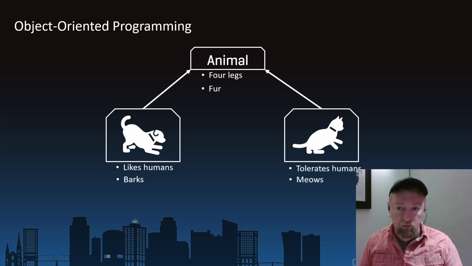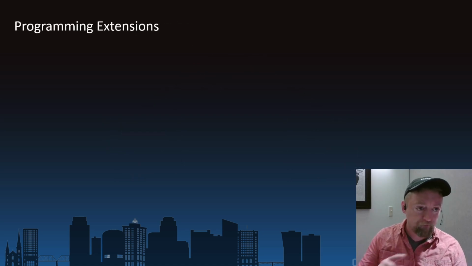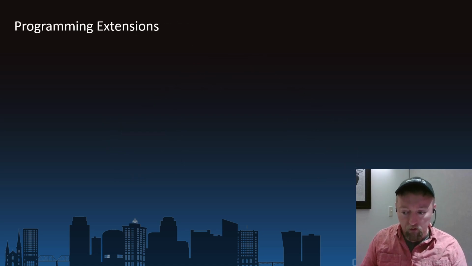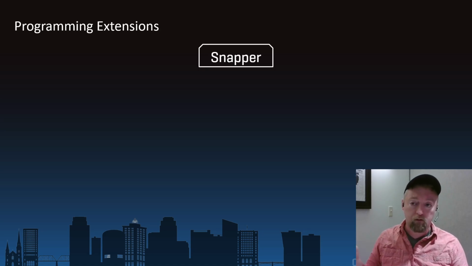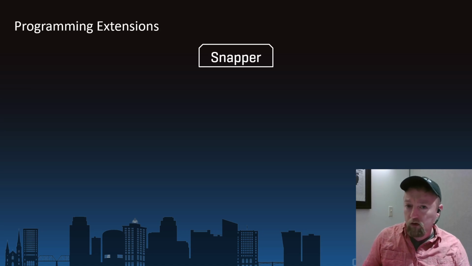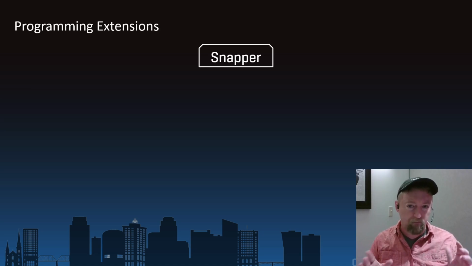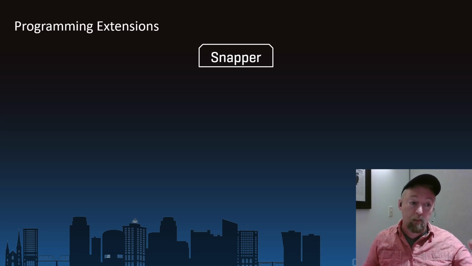So let's get a bit more specific to programming extensions. In the code that all developers have access to when they're programming, there is this object called a snapper. Think of it kind of like animal in that it's not specific. It's just sort of a rough description. It's not actually a full thing, it's not finished yet, but it does cover a lot of bases. It does explain a lot of things.